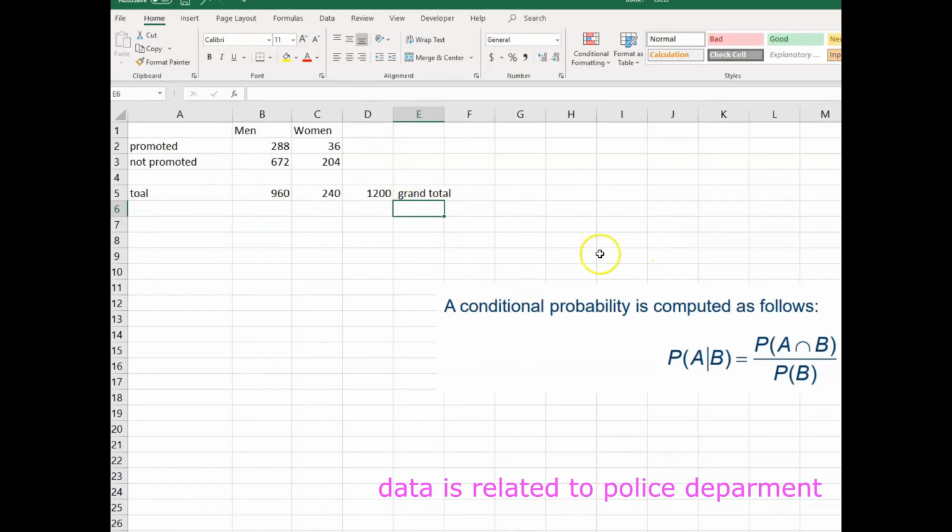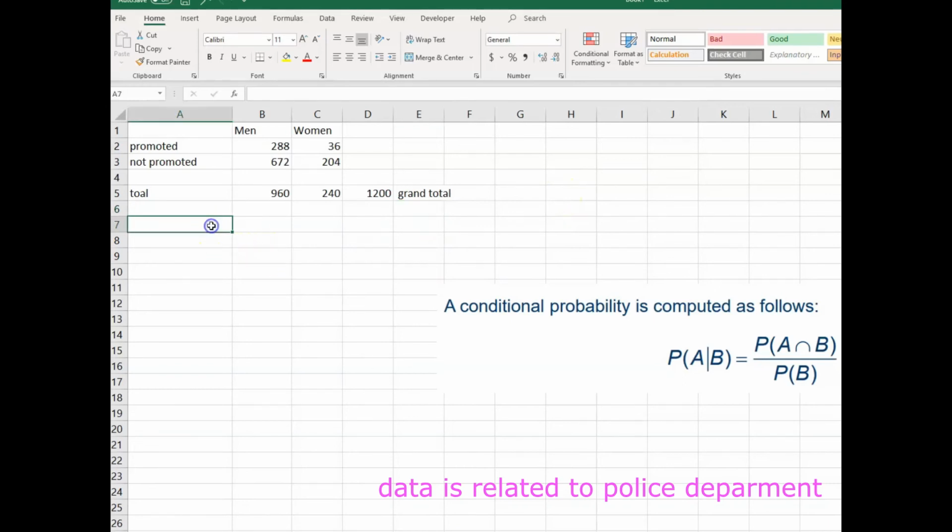I repeat the concept here. We have 288 men promoted and 672 men not promoted. And these two numbers for women are 36 versus 204. The total men is 960 and women 240. The total person is 1,200.